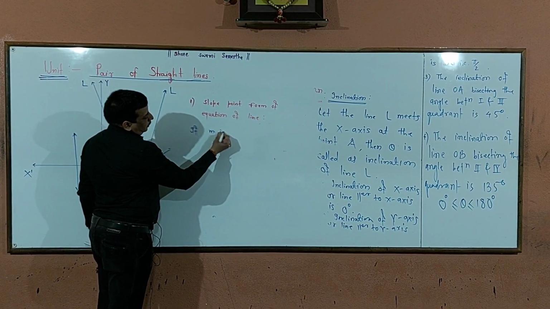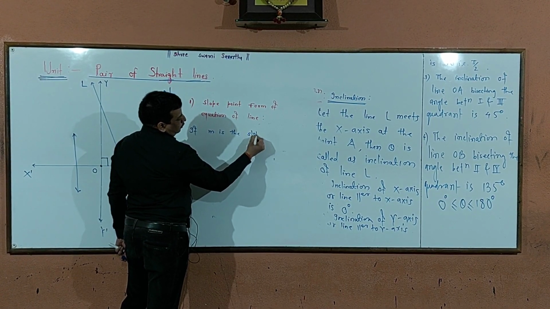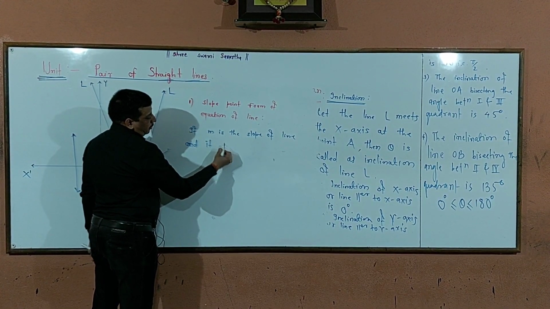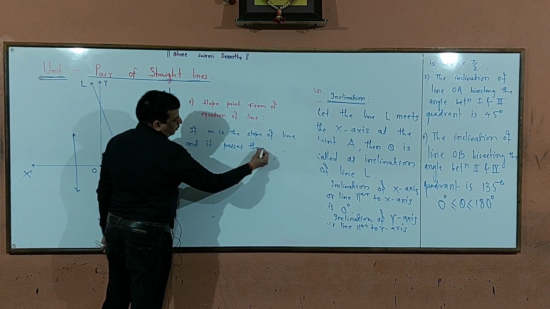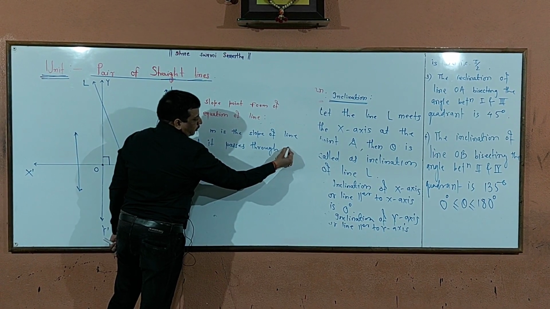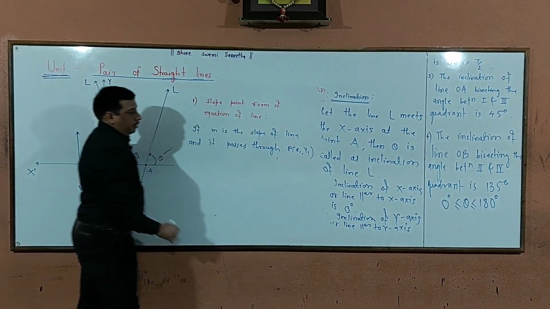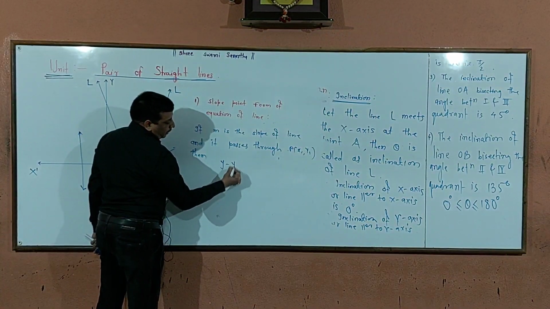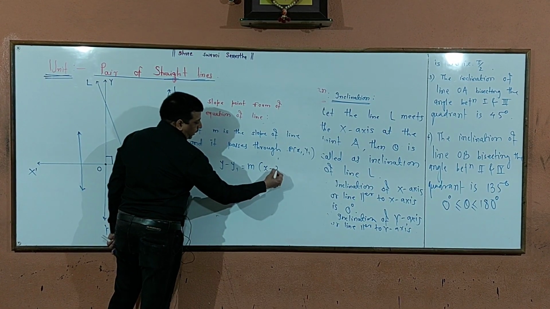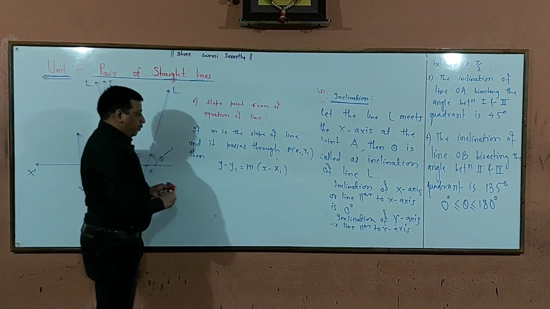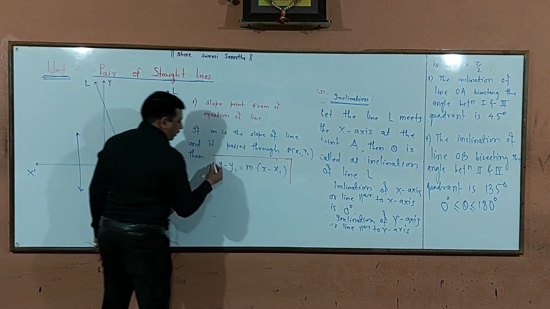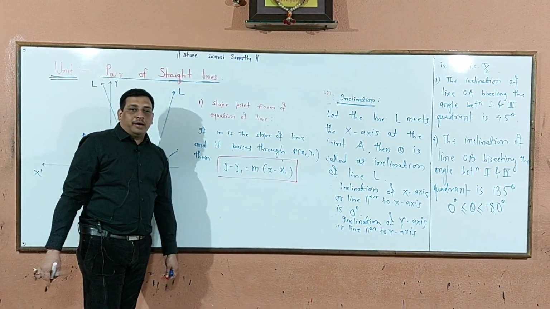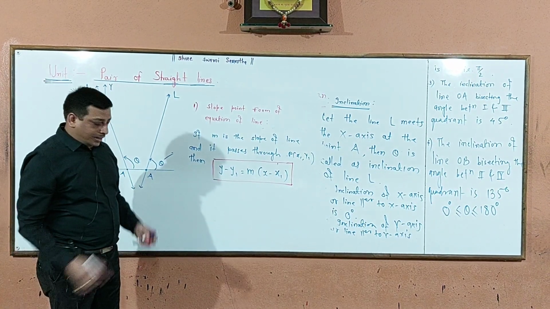If m is the slope of the line and it passes through the point P(x1, y1), then the slope point form of equation of line is y minus y1 is equal to m times the bracket x minus x1.